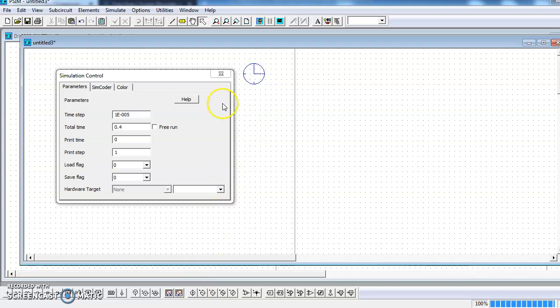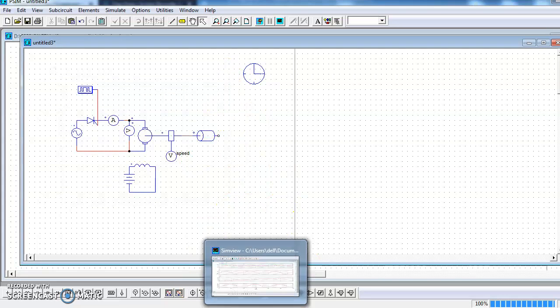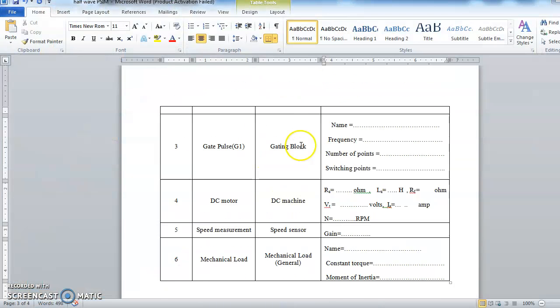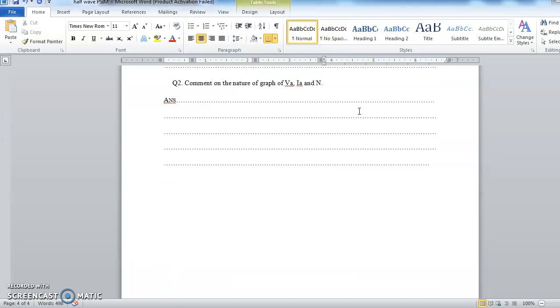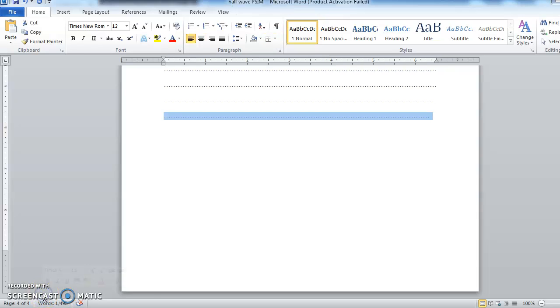So this is regarding this practical. You have to see the complete details of the various blocks, and you have to write the conclusion and give the answers to this question. Okay, thank you.